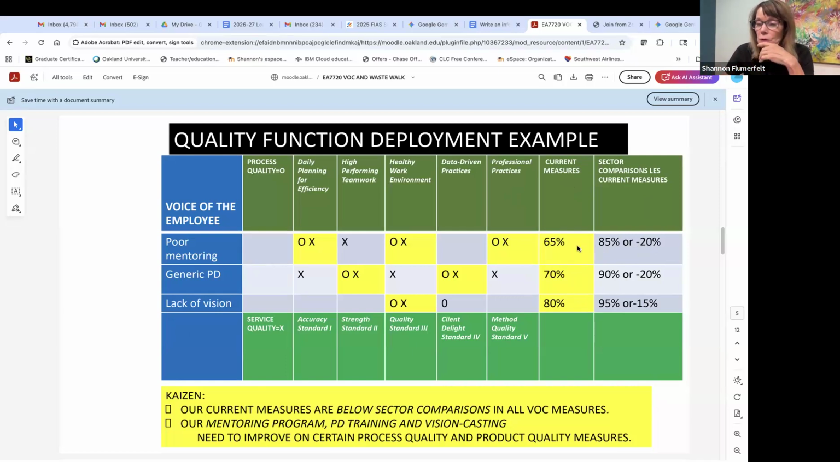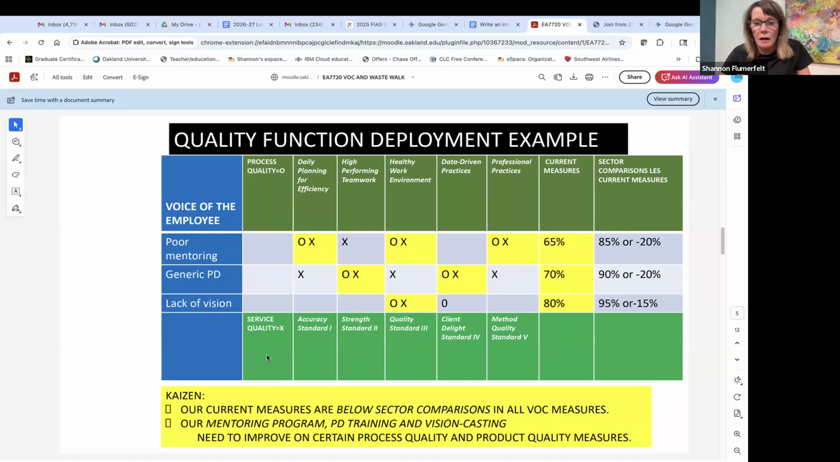So this tells you you definitely have a performance problem for mentoring, for PD, and for lack of vision. You're down 15 to 20% on each of those, so you're way below what's considered an accepted benchmark. Then we'll also look at some other technicalities.